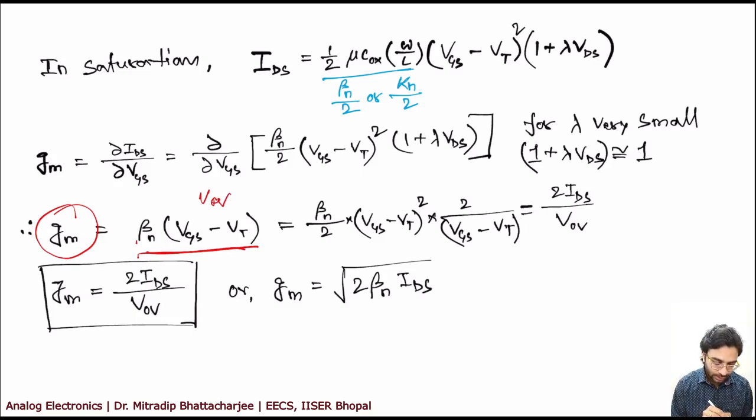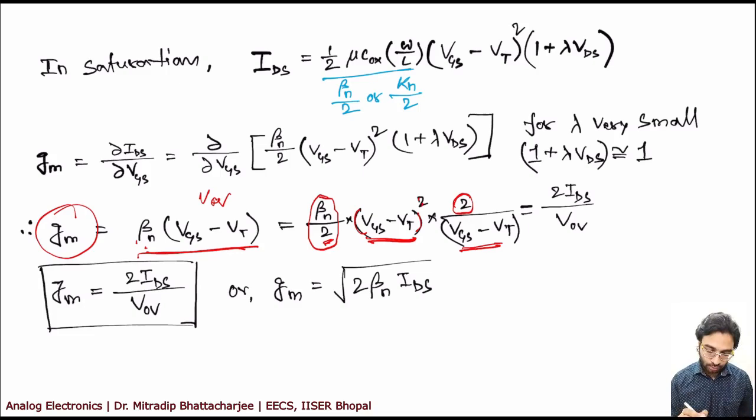Just to put some known parameters into it, we made some adjustments in this equation. We made it beta n by 2, then (VGS minus VT) whole square. As I have put 2 here, we have put another 2 over here, and as I have multiplied by (VGS minus VT), I have put VGS minus VT in the denominator as well. So what do you get?